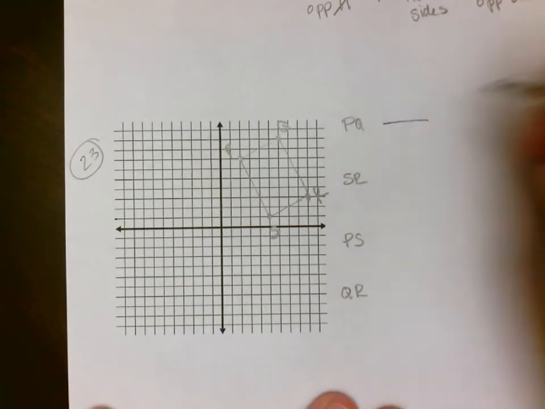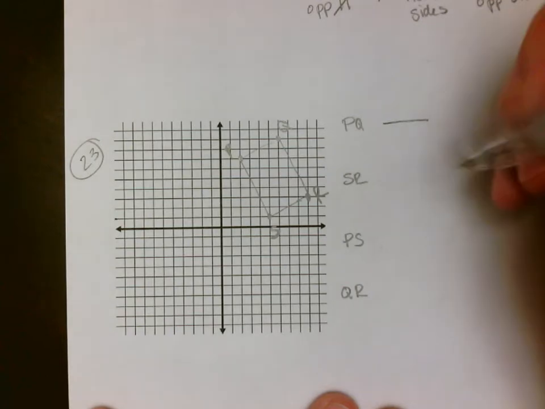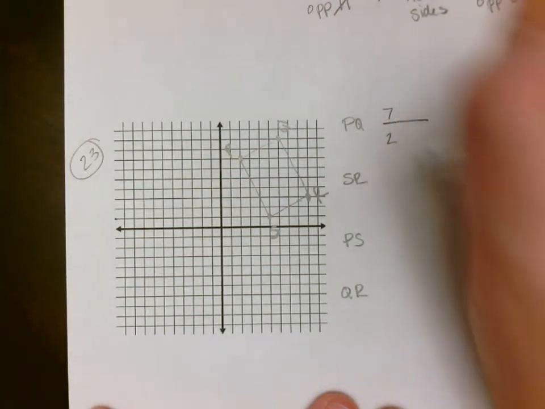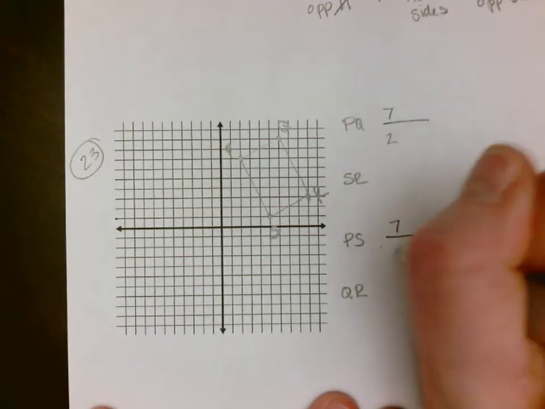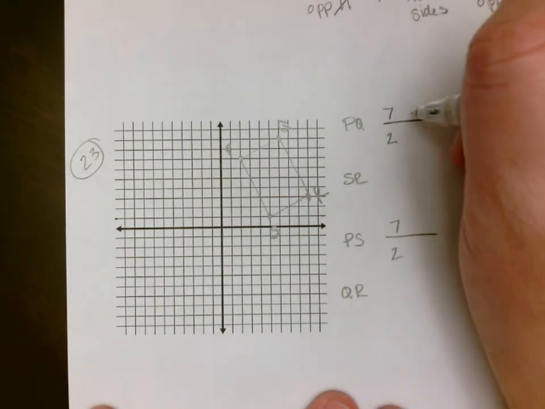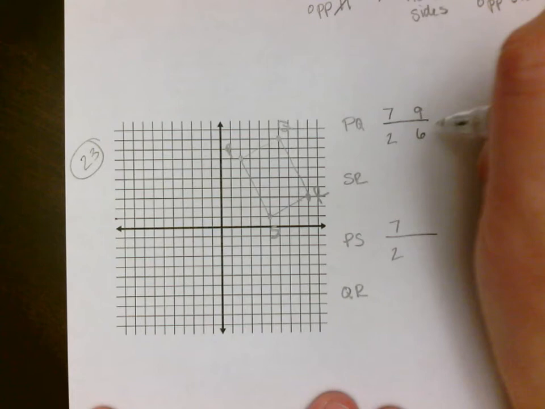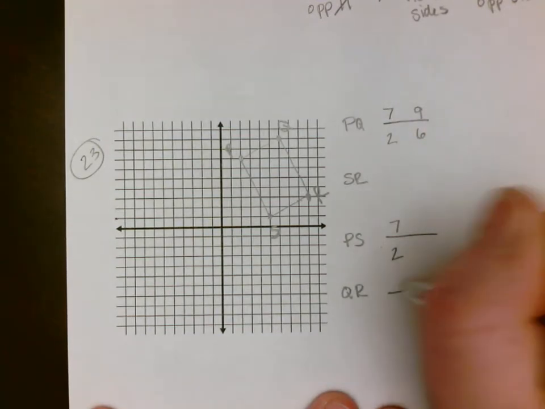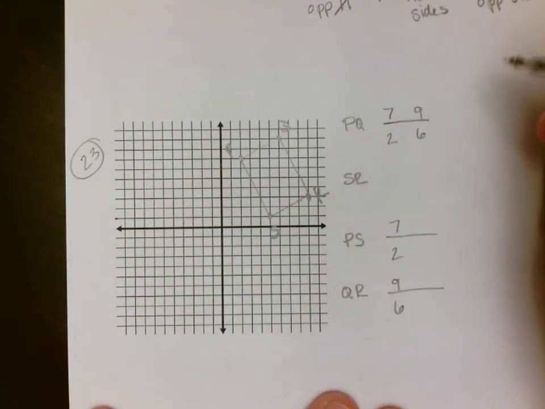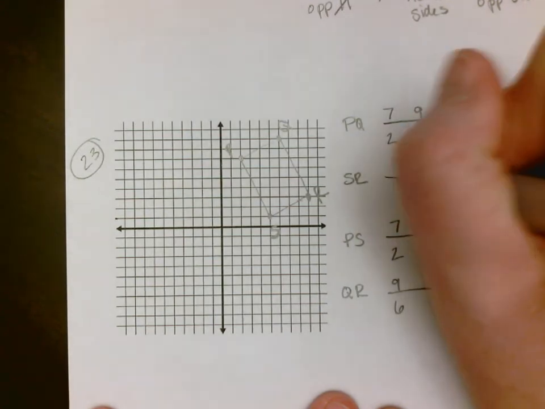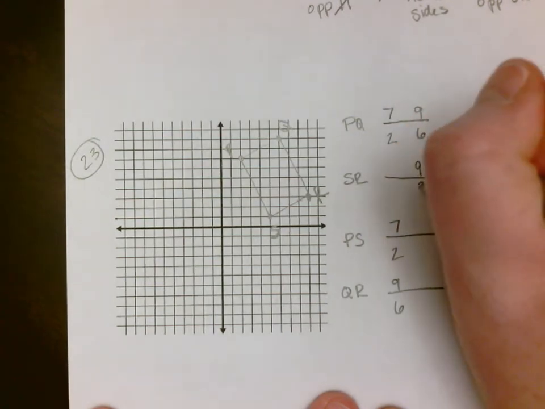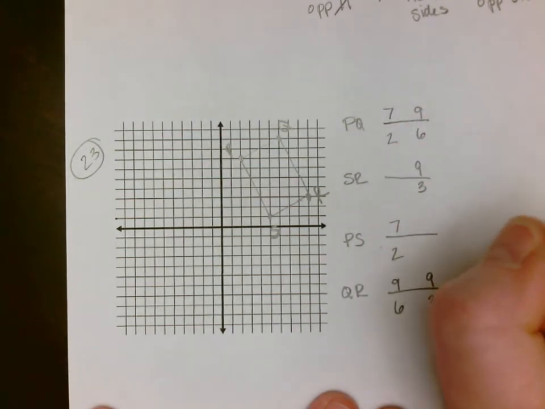So P's point was 2, 7. So I'm going to go 7 over 2. And so over here, I'm going to go 7 over 2. Q is 6, 9, so 9, 6. R is 9, 3. So 9, 3.